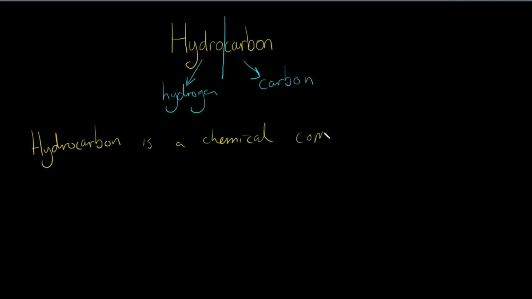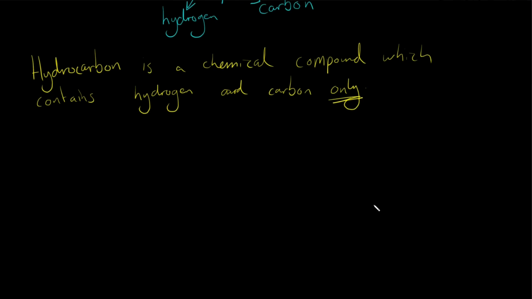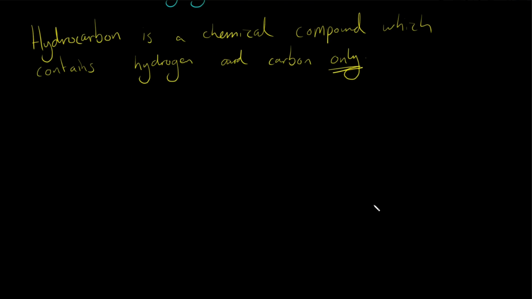compound which contains hydrogen and carbon. And here's the most important word in that sentence: only. So a hydrocarbon is a chemical compound which contains hydrogen and carbon only. They're the only elements it has in it. So let's now keep that definition in mind and have a little think and a look at some chemical compounds.